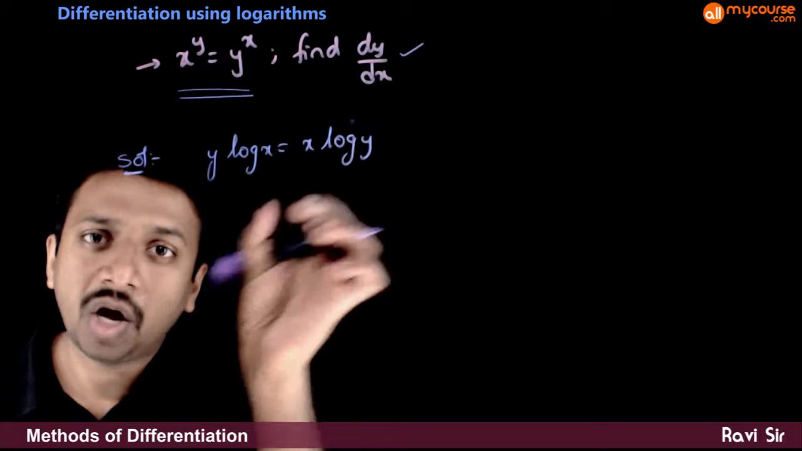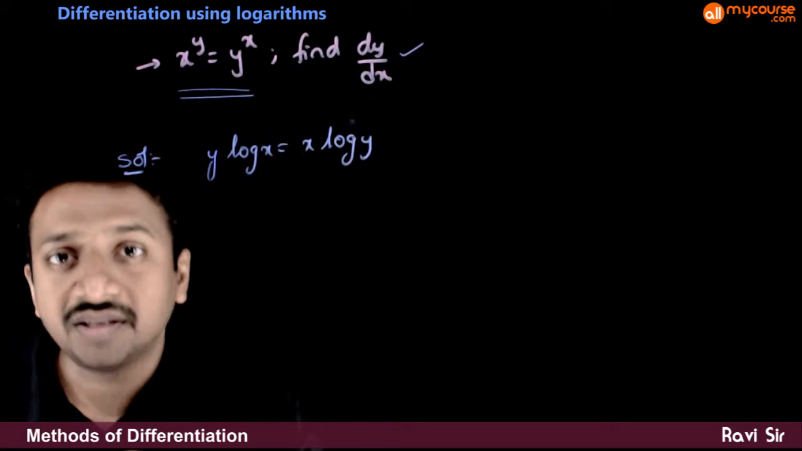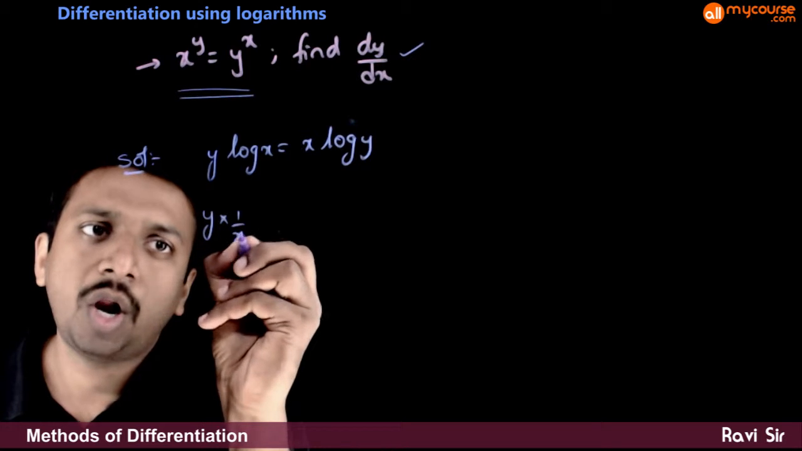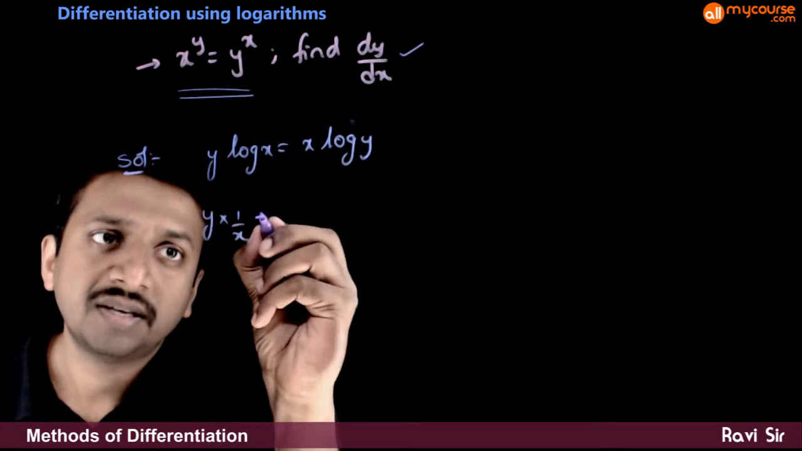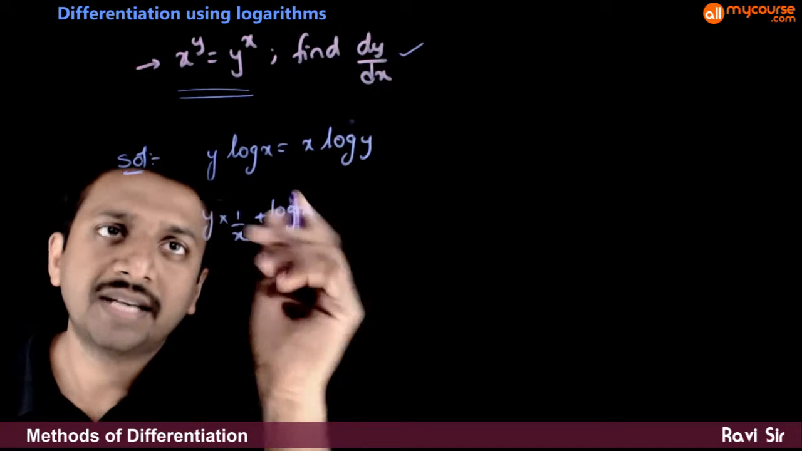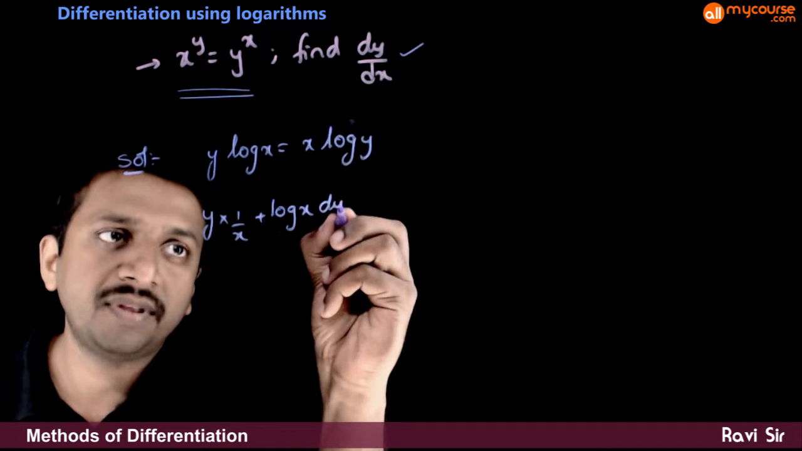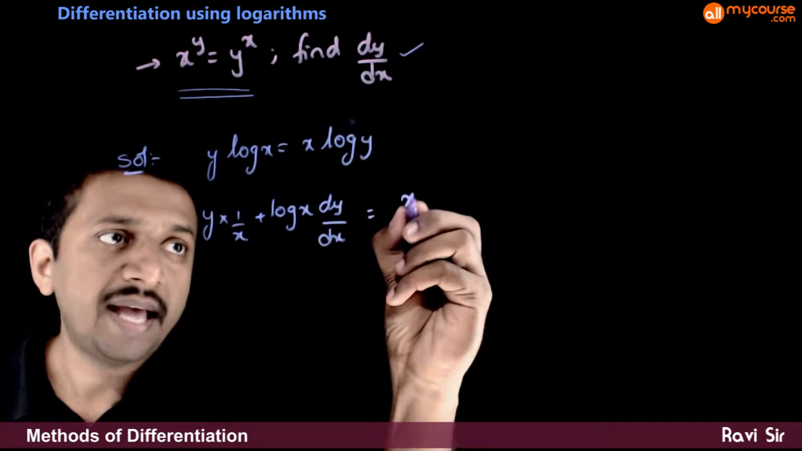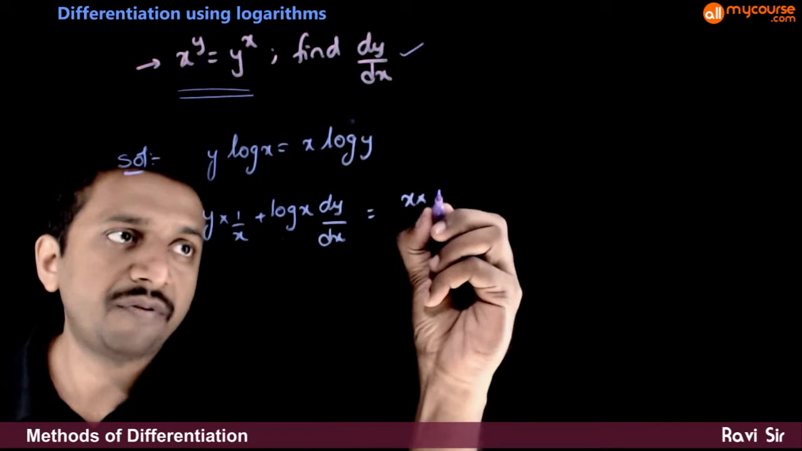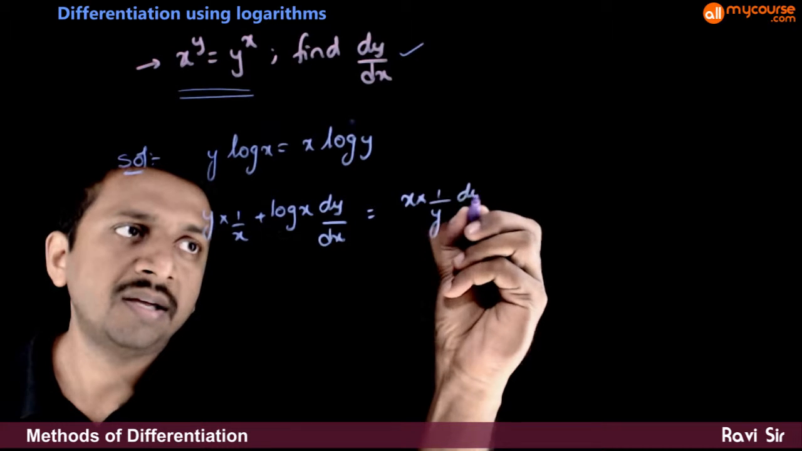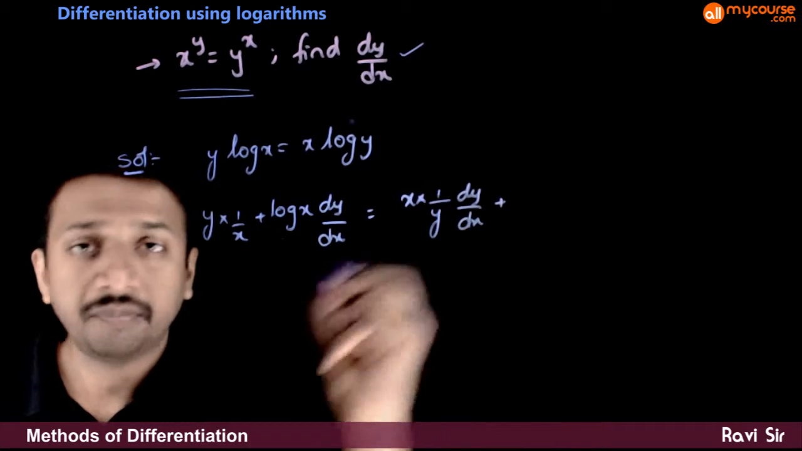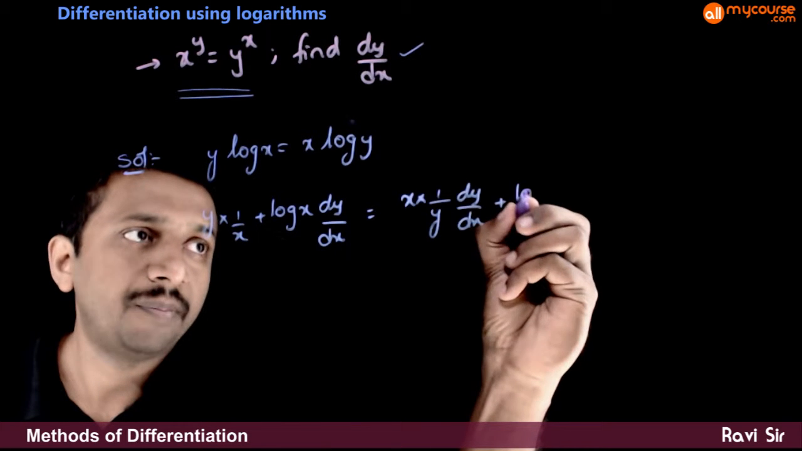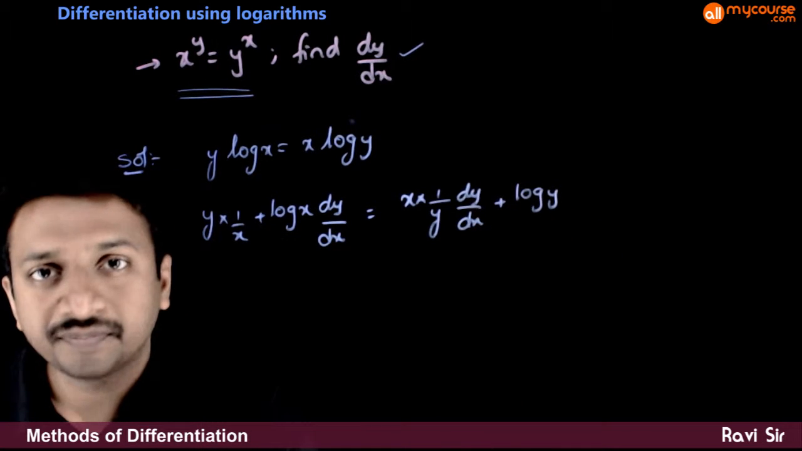So once you apply log, now let us differentiate this on both sides. So y times log x's differentiation is 1 by x, plus log x times the differentiation of y with respect to x, which is dy by dx, is equal to x times the differentiation of log y, which is 1 by y dy by dx, plus log y times the differentiation of x, which is 1, so plus log y.